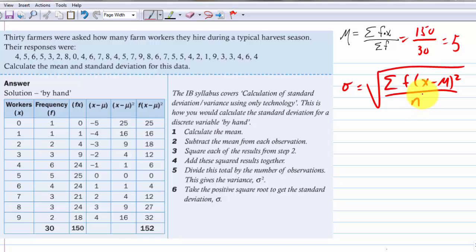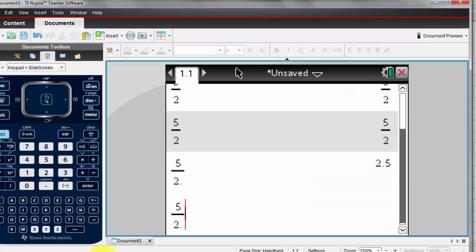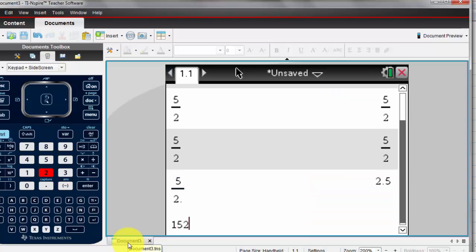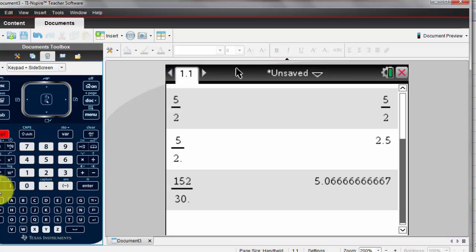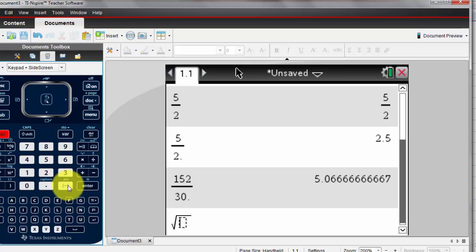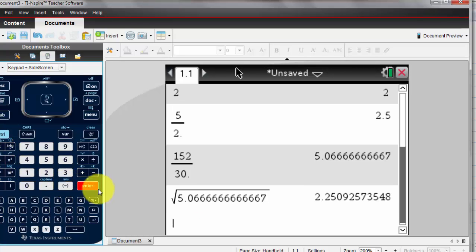So what I have now is this 152 as my numerator. My denominator is going to be 30. So our standard deviation, if we take the calculator, 152 divided by 30, put a decimal point after it to approximate, and then we square root that. This is not the standard deviation, remember. This would be what we call the variance. So 2.25.